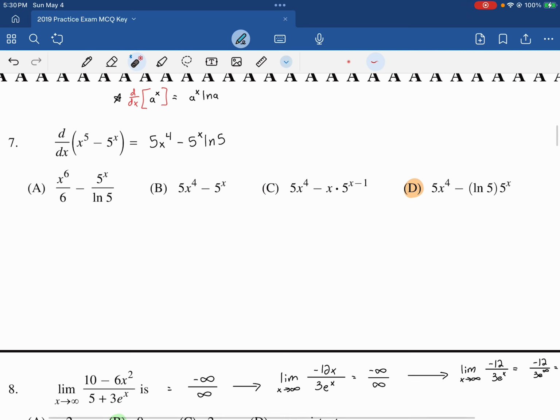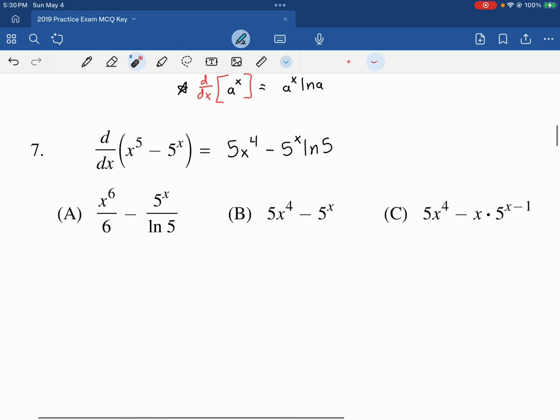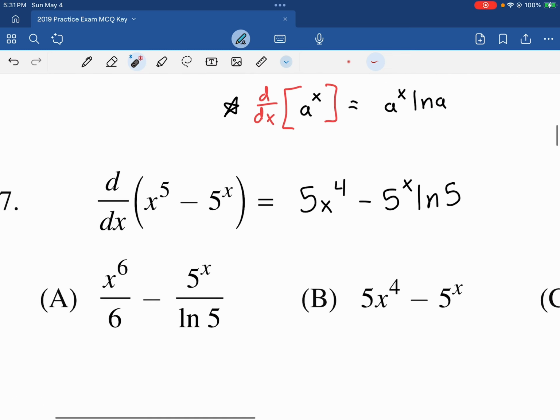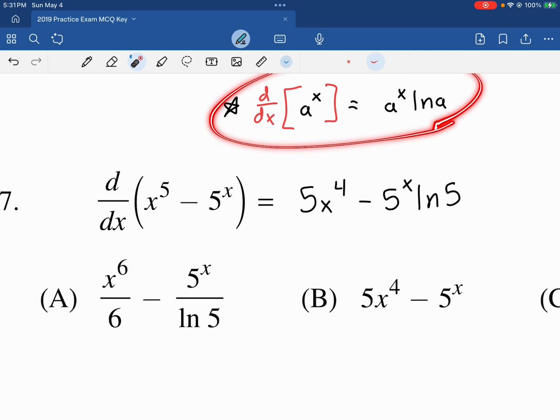Number 7, this is one where I have to take the derivative of x to the 5th. No problem, that's 5x to the 4th. Then the derivative of 5 to the x. Notice these are very similar, but quite different. This is one of those rules that we don't use often, and it ended up being on a few AP exams in the past. Here's the rule you need to remember, and it's the whole reason I would say this is not quite a layup. This could be a 3-point shot.